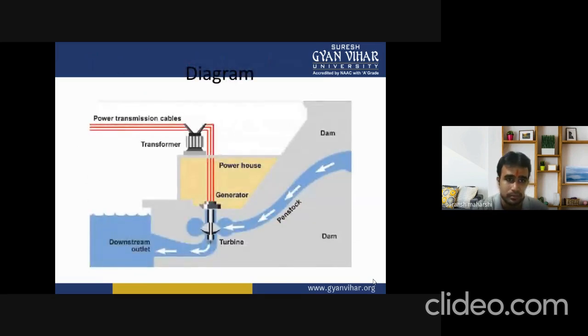Diagram. Here we will discuss the power transmission cables, transformer, powerhouse, generator, penstock, turbine, and some downstream outlets that are used in this concept.